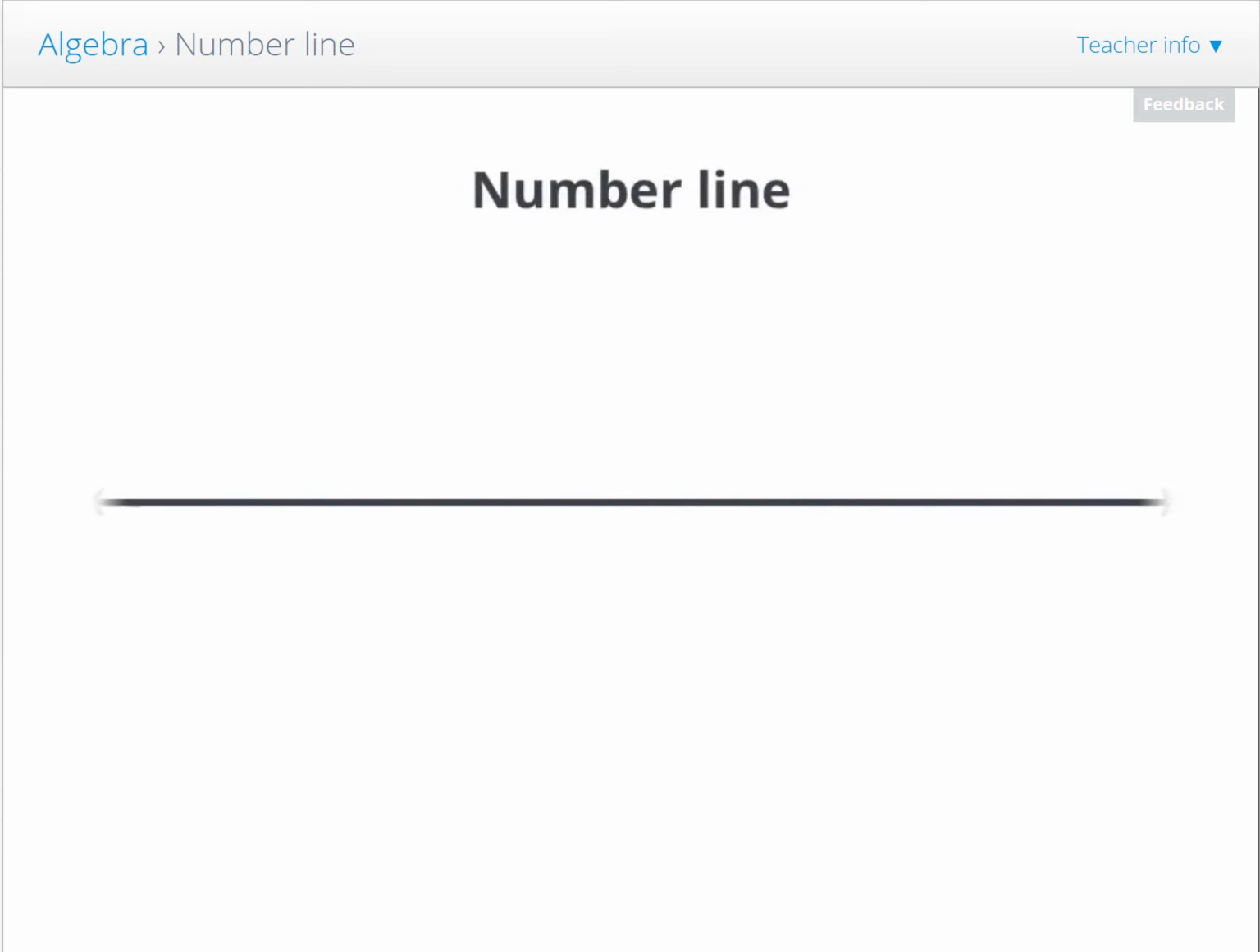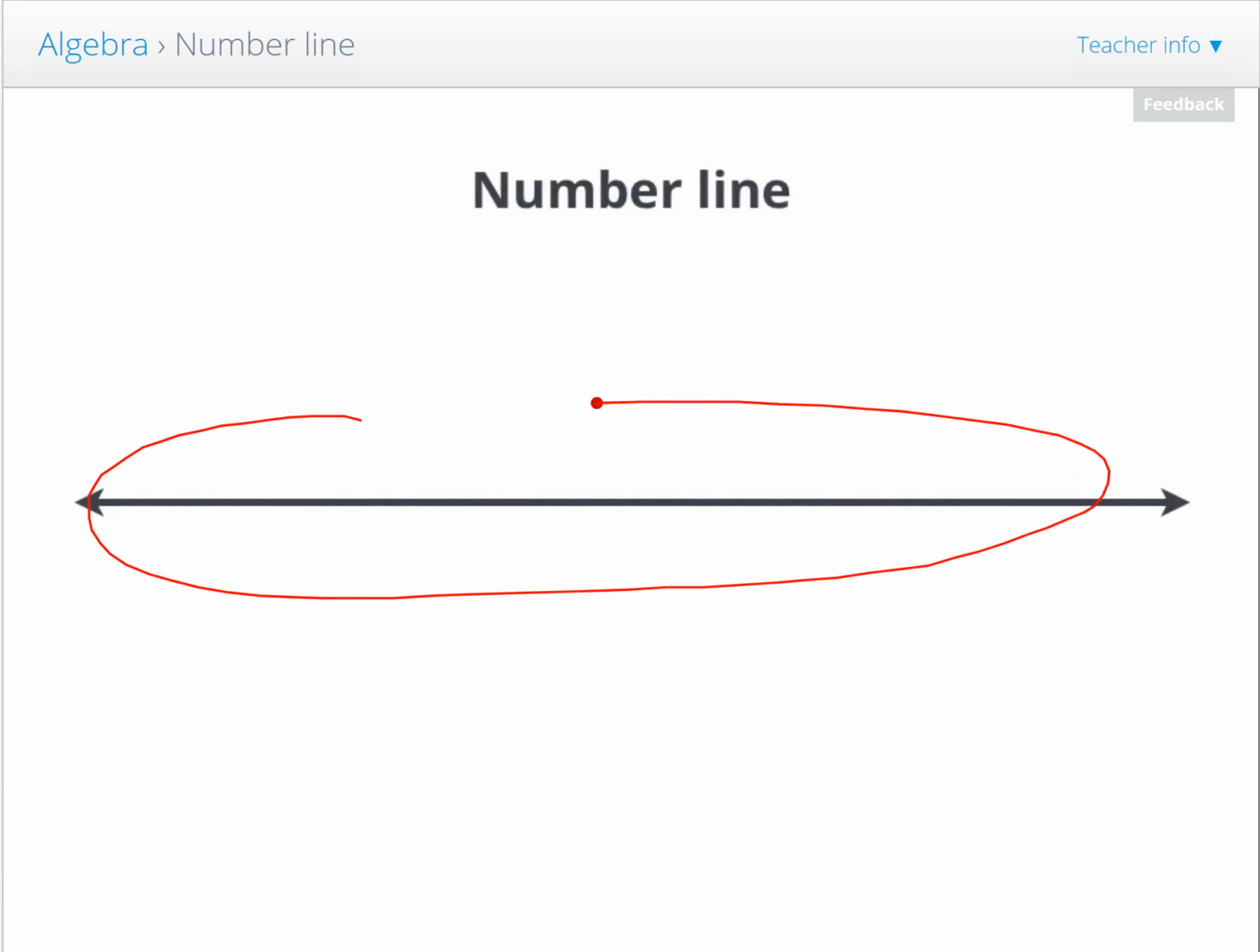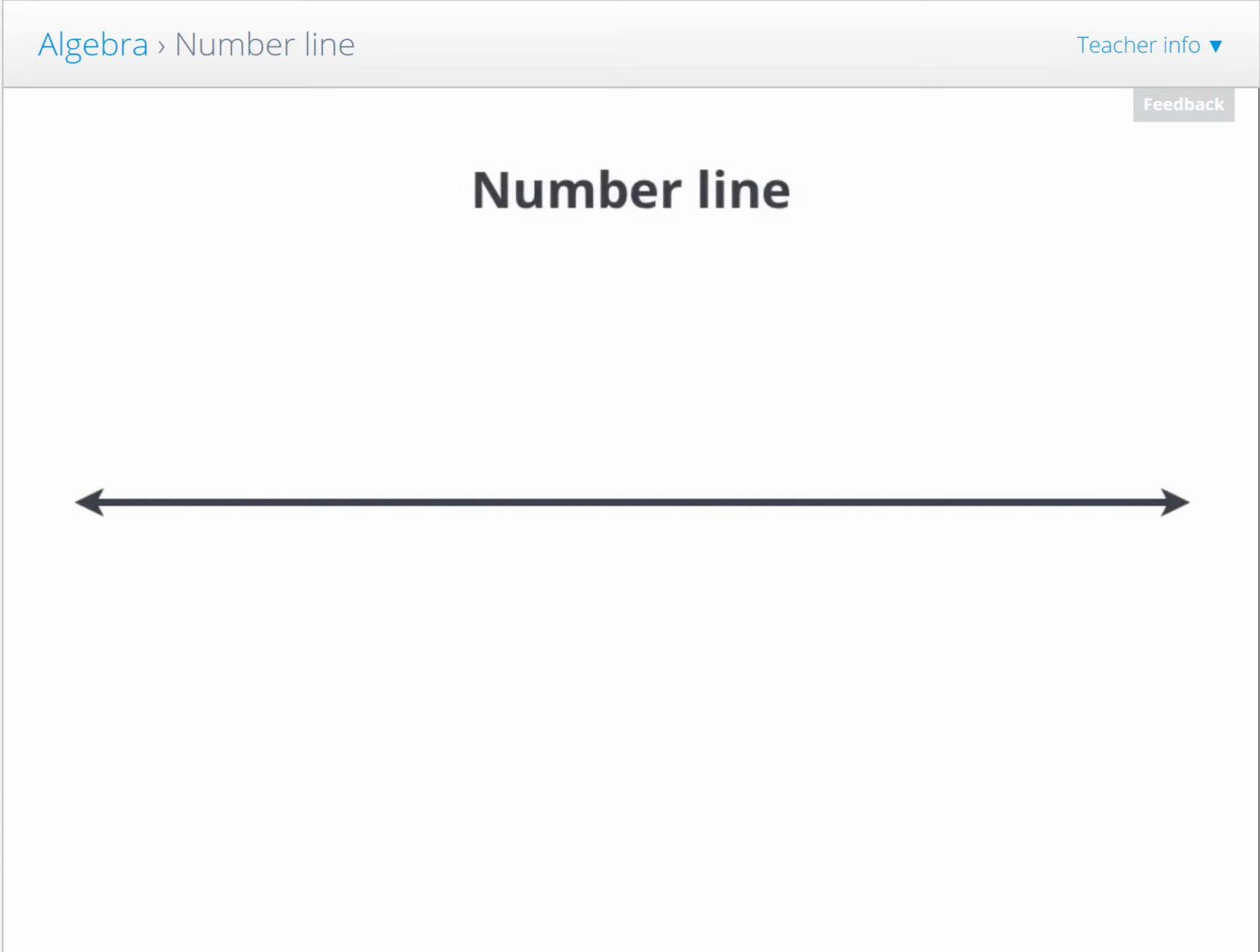The number line is, as its name suggests, a line with a lot of numbers on it. Actually, it has every number on it. It's usually drawn as a horizontal line, and you can move along it in two directions. To the right, known as the positive direction, where the numbers get bigger, and to the left, known as the negative direction, where the numbers get smaller.